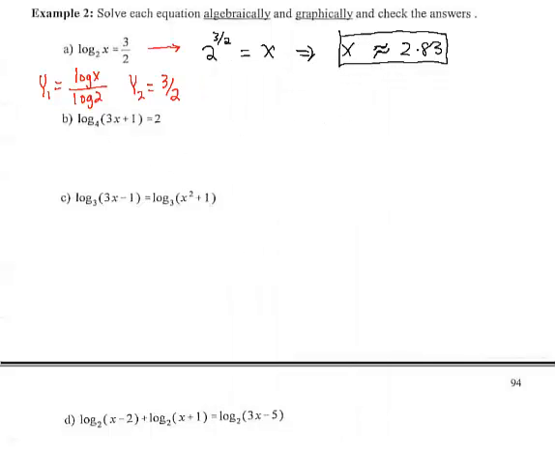Okay, so this gave us x equal to approximately 2.83.